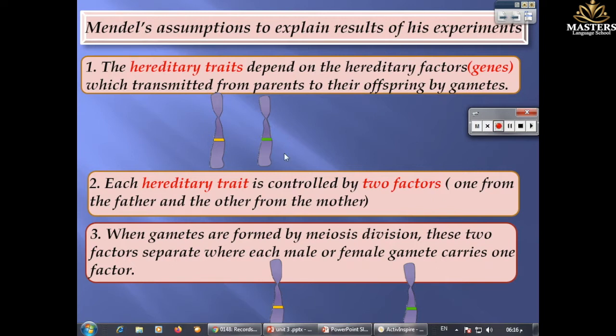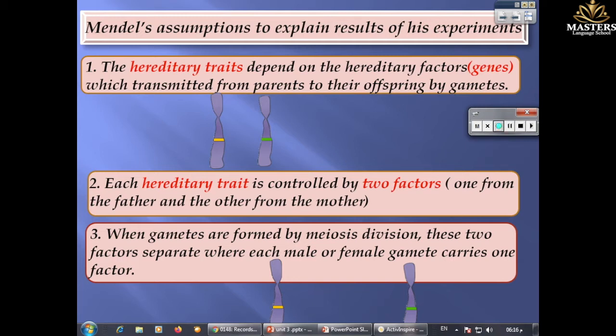What's meant by hereditary traits? We said before, hereditary traits like the color of the seed, the form of the seed, the color of flower of pea plant, and so on. Any hereditary trait depends on two factors or two genes, which are transmitted from parents to their offspring by gametes.